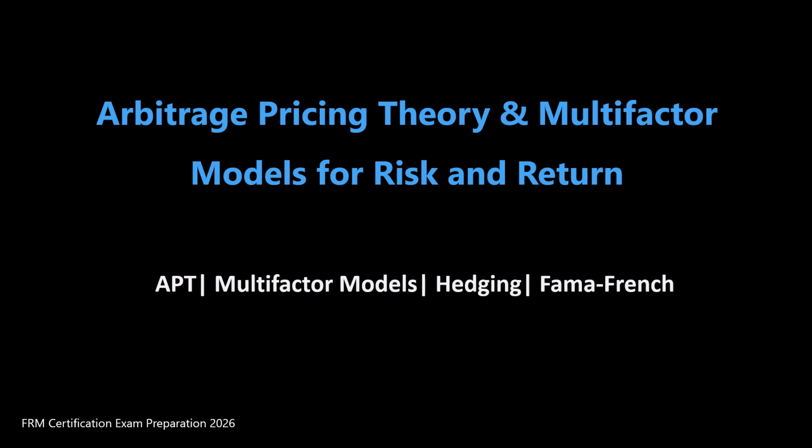As you go through this tutorial, keep one critical question in mind. How does risk determine expected return? Capital Asset Pricing Model, CAPM, gives one answer by focusing only on market risk. Arbitrage Pricing Theory, APT, on the other hand, gives a broader and often more realistic answer by allowing several systematic risk factors to influence returns. That shift from one-factor thinking to multi-factor thinking is one of the most important conceptual transitions in this reading. Let's proceed.